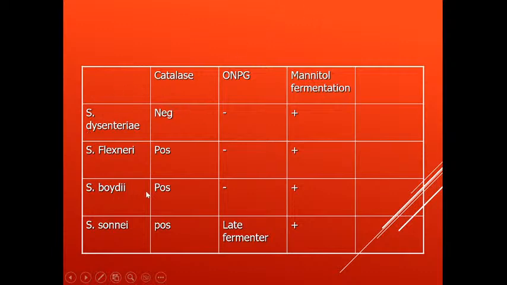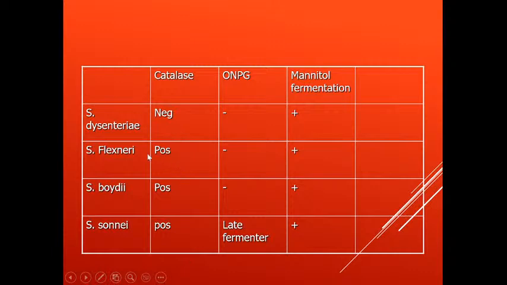Okay, now let's talk about them one by one. All of them will test positive for catalase except for Shigella dysenteriae. Okay? All of them will test negative for ONPG or ortho-nitrophenyl galactosidase except for Shigella sonnei, which is a late fermenter. Okay? So be mindful. Mannitol fermentation first and go to catalase.